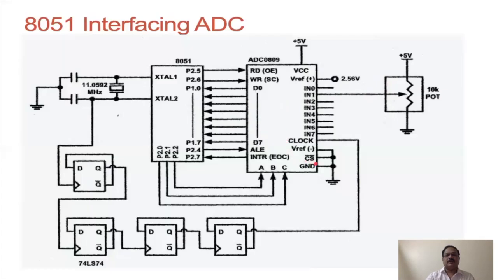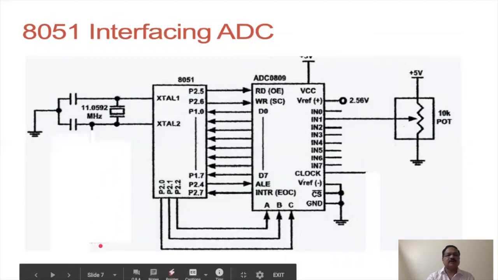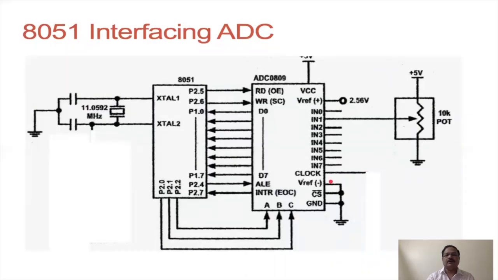The chip select is permanently connected to ground. So that is about the interfacing of the 8051 with the A to D converter. Now, the same circuit is shown here, only the input for the clock, the latches, are not shown here for your simplicity. So the clock is externally applied to the A to D converter.